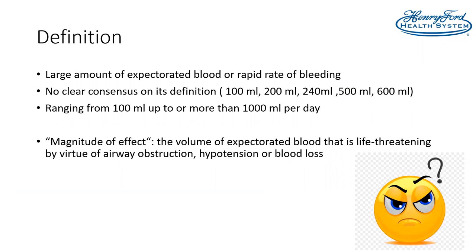So in general, massive hemoptysis is a large amount of expectorated blood or rapid rate of bleeding. The problem is there is no clear consensus in literature on the quantity that constitutes massive hemoptysis. There have been reports of 100 cc, 200, 240, 500, 600. But there's no general consensus.